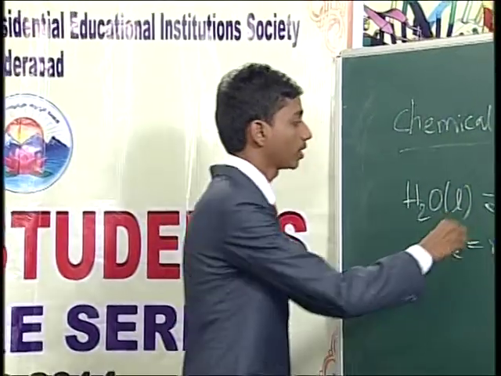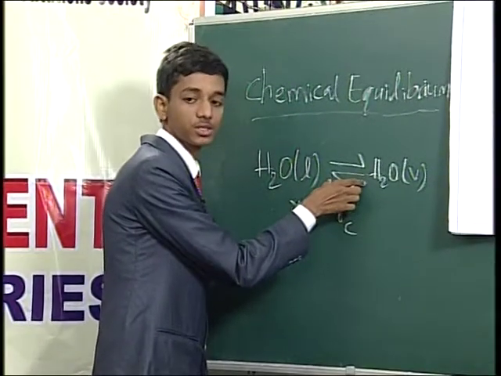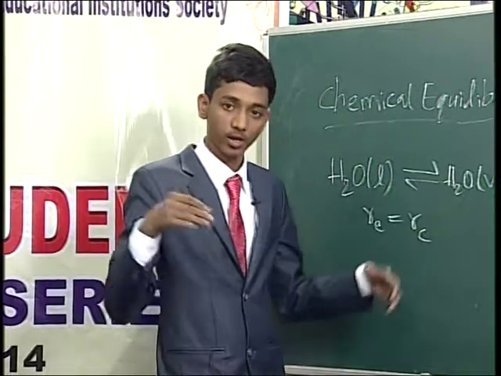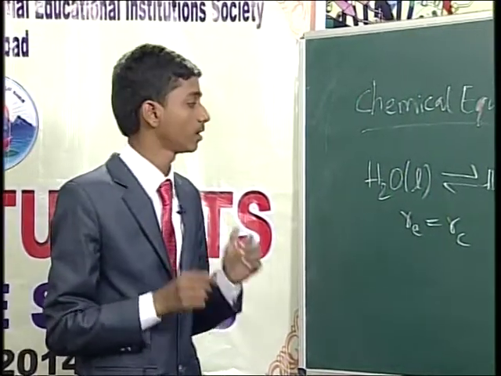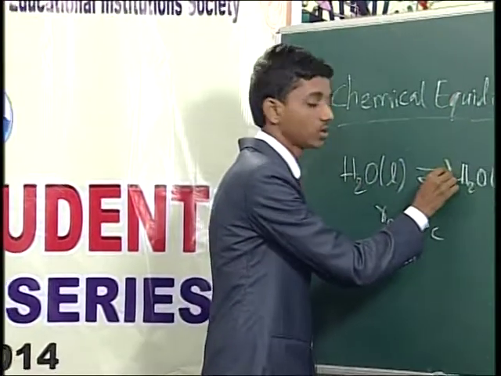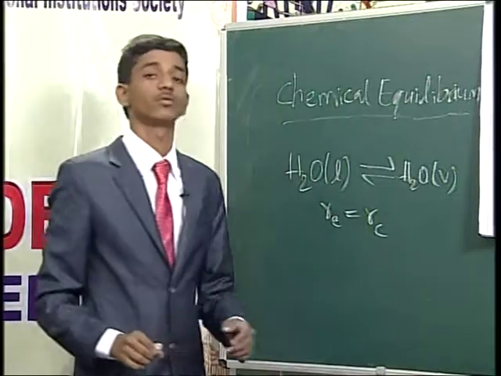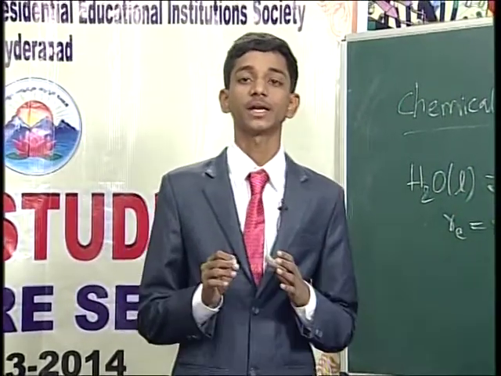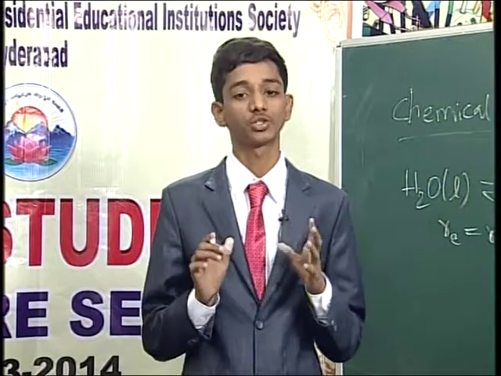And what do we mean by these two half-headed arrows? These two arrows indicate that the reaction occurs in both directions, both in the forward direction as well as in the reverse direction, simultaneously. And the rate of the forward reaction is equal to the rate of the backward reaction. Well, then what is an equilibrium mixture? The mixture of reactants and products in an equilibrium state is known as an equilibrium mixture.